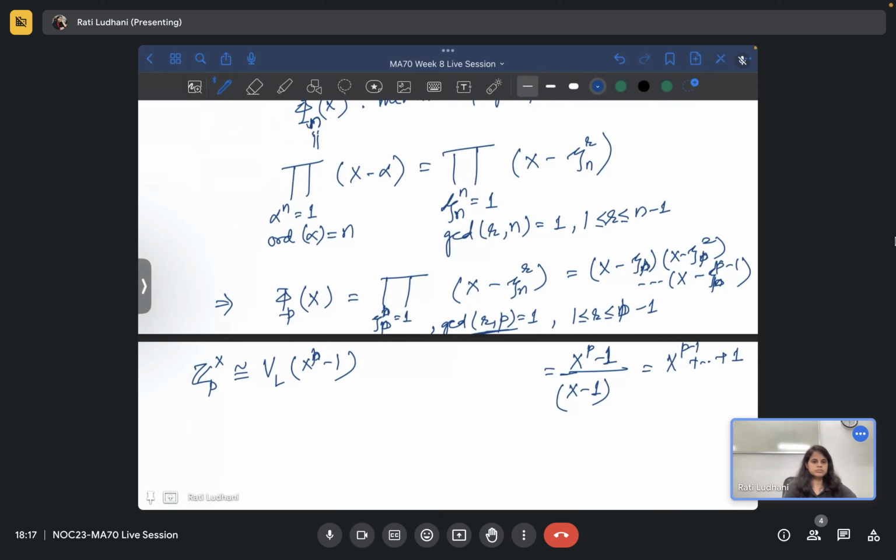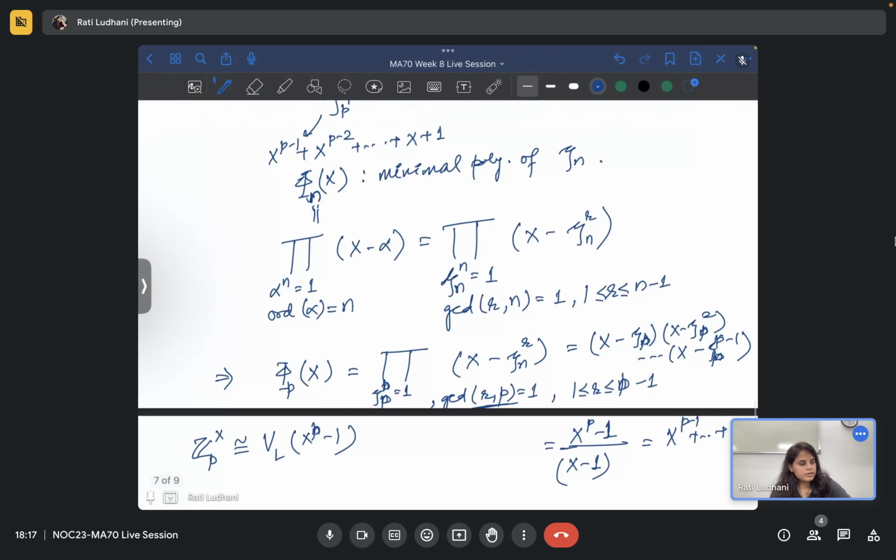You know how it divides it. We just get the factor x raised to power p minus 1 plus x raised to power p minus 2 up to and so on plus 1. So this is the thing. That's why phi p x will be this.